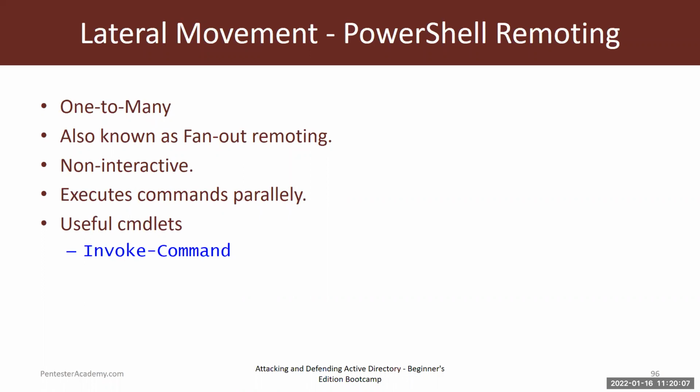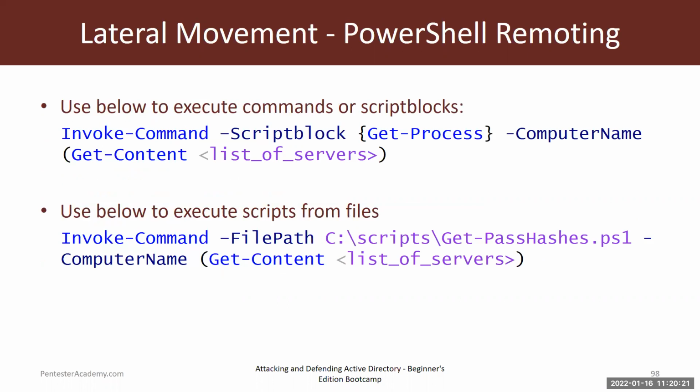This is non-interactive. That is, you do not get an interactive shell. And the best part is it executes commands in parallel. The useful cmdlet for that is Invoke-Command. I'll come back to this slide in a moment. For example, if you want to run simply the Get-Process cmdlet, let's say on 50K machines, you simply run Invoke-Command -ScriptBlock, specify your command here, and then pass a list of servers, and Invoke-Command will run this command specified in the script block in parallel on those 50K machines, assuming you have the privileges to do so.